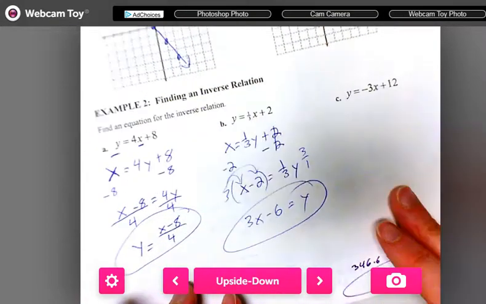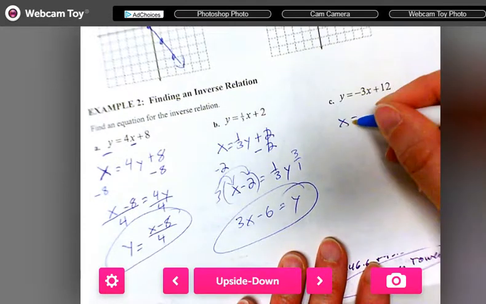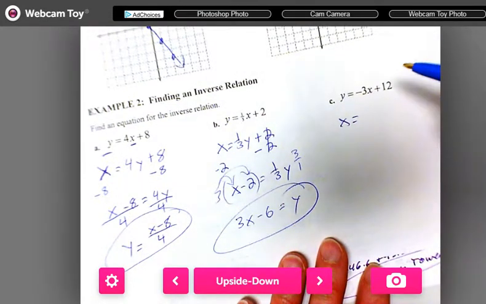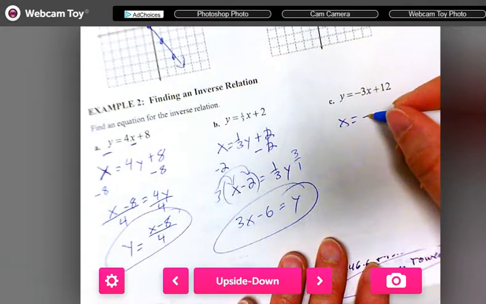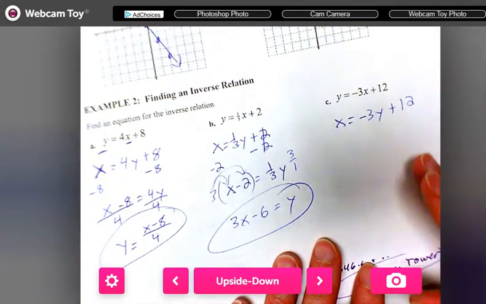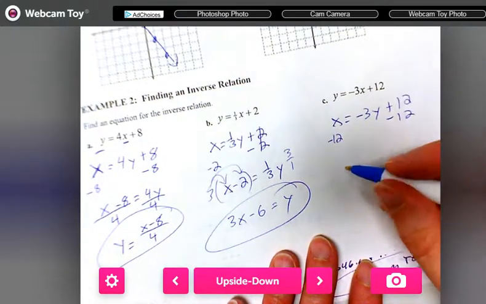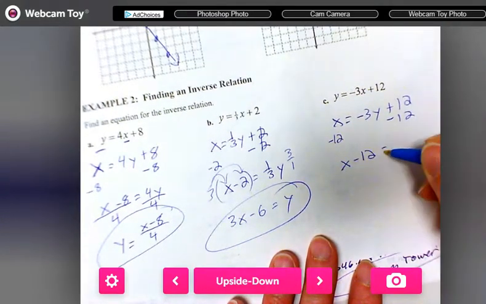For C, what's the first thing I do? x equals. You can do the rest. x equals -3y plus 2... plus 12. What do I do now? Subtract 12. So I get x minus 12 equals negative 3y.